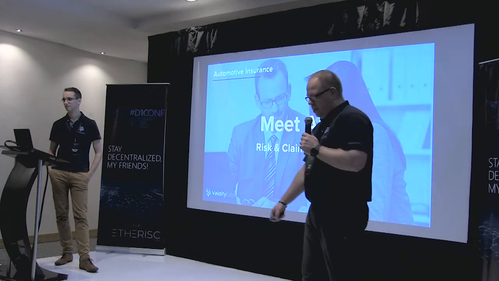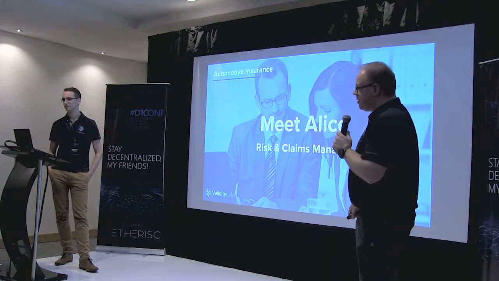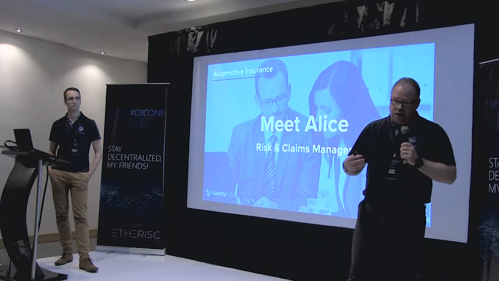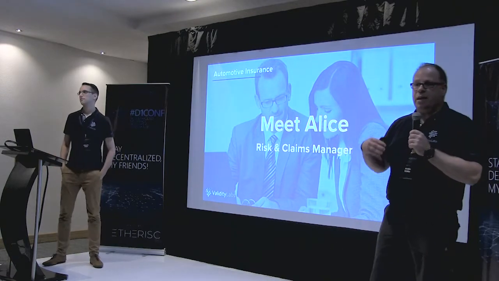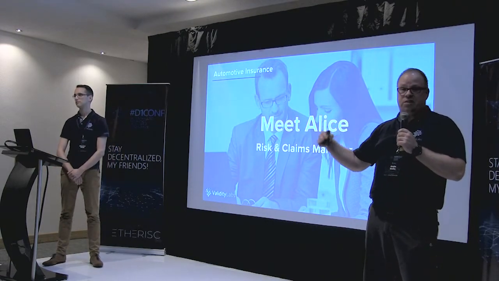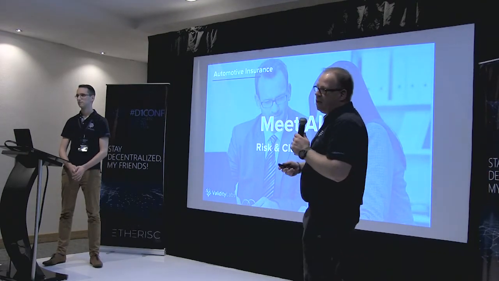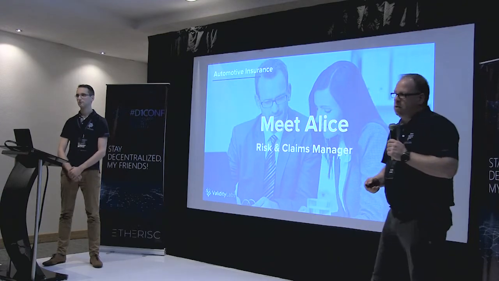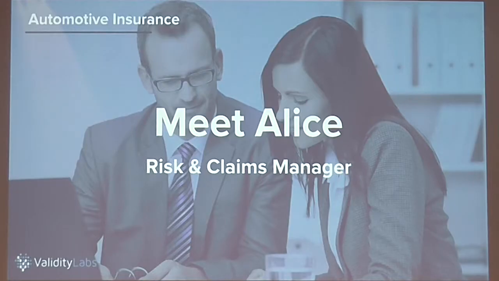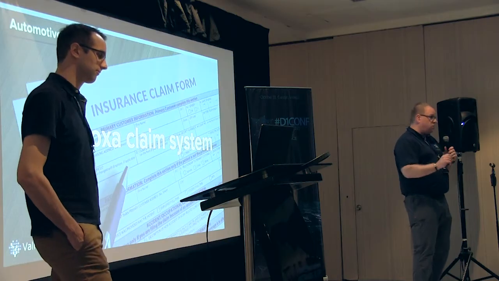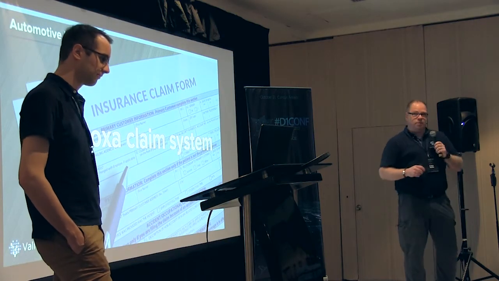Then he goes over to his colleague, Alice. Alice is the risk and claims manager at Bloxa. First they have to evaluate in what risk category this claim falls: whether it could be a fraudulent claim, or something we can fast track, or a standard claim. So Alice checks all the details, and then Frank, being very vigilant, looks at all the information and fills out the forms. There's a lot of paperwork involved, I have to tell you.